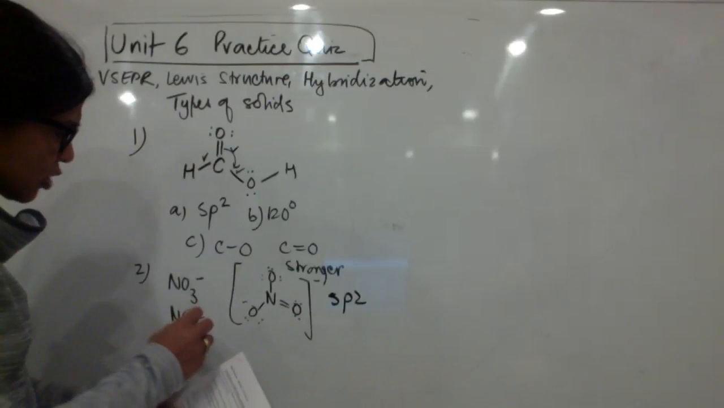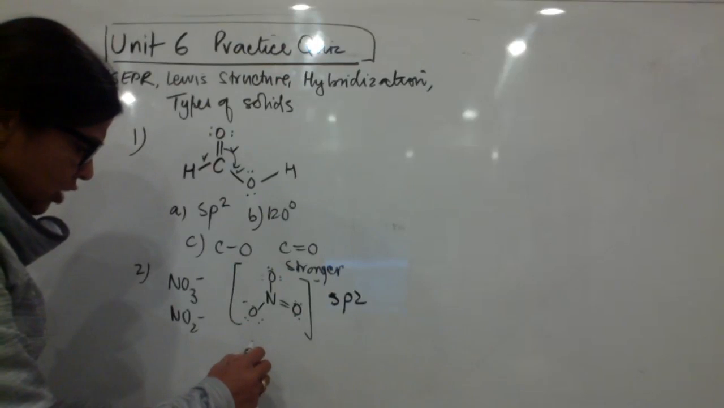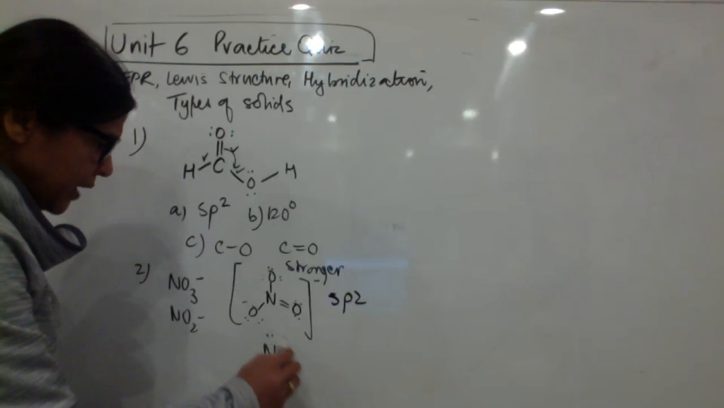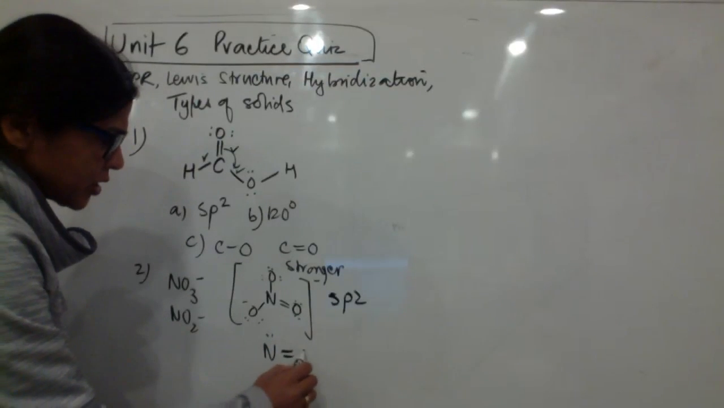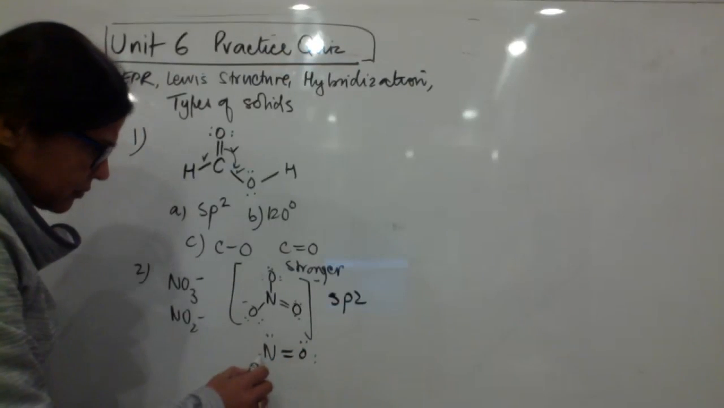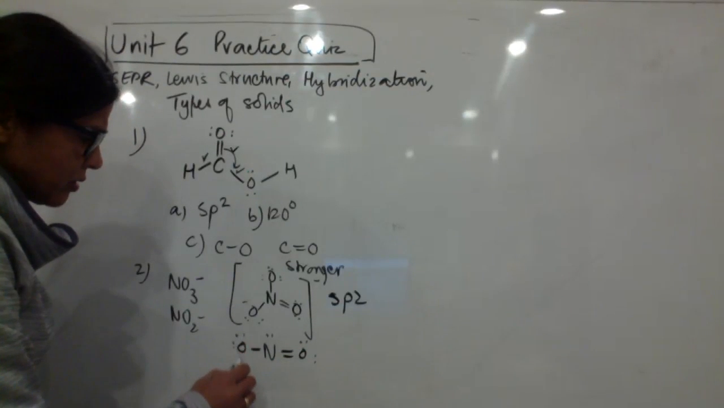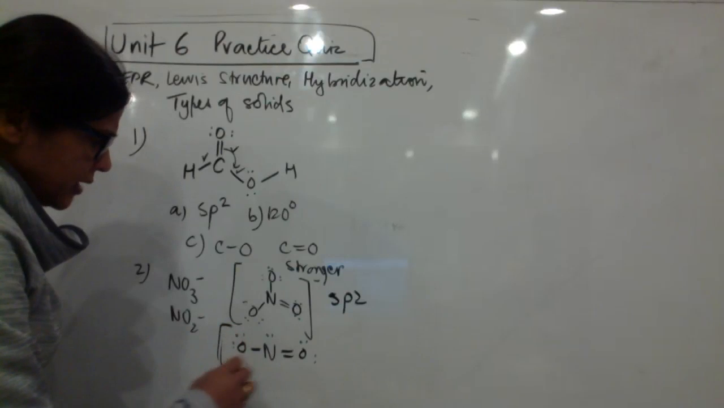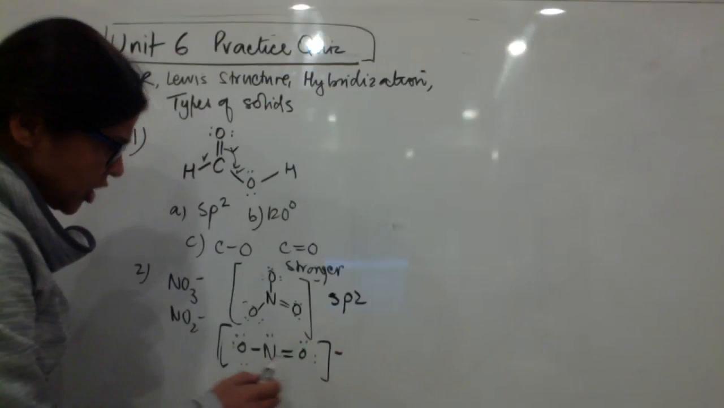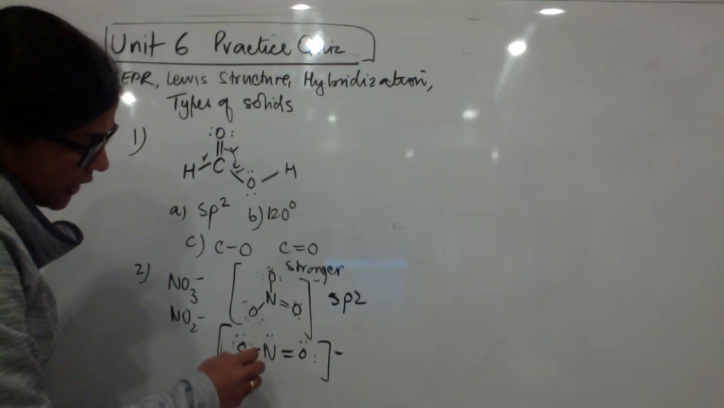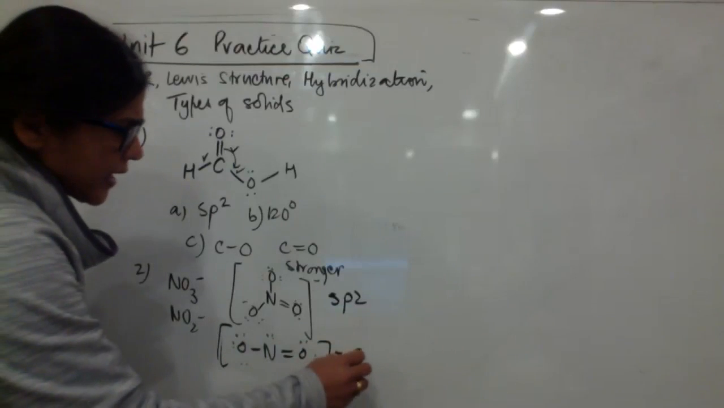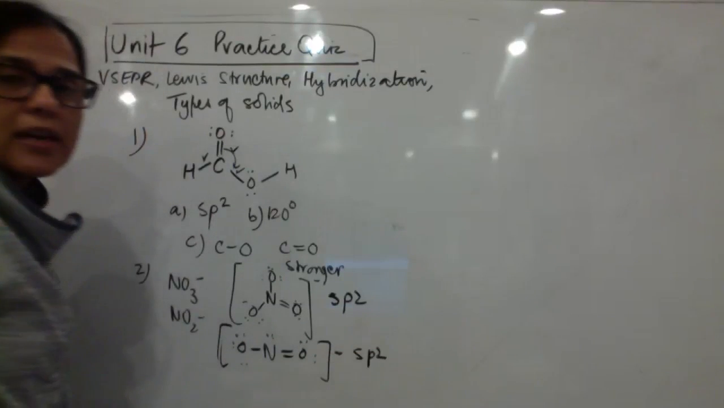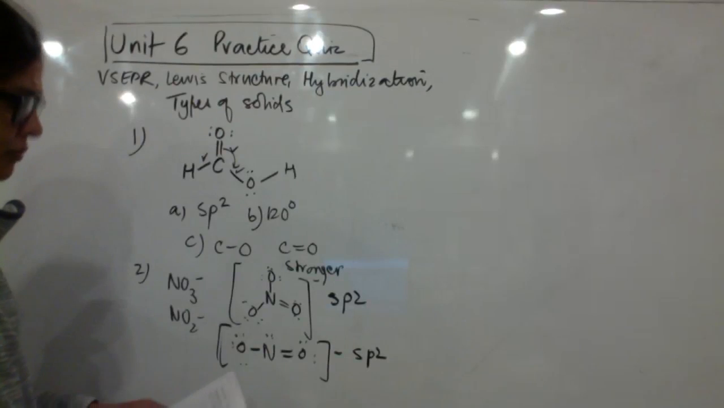And in nitrite, NO2 minus, the structure is N, with a lone pair on this end, a double bond to O, a single bond to O, and a negative charge. Around this nitrogen atom, there are 3 electron domains again. So the hybridization is still sp2.